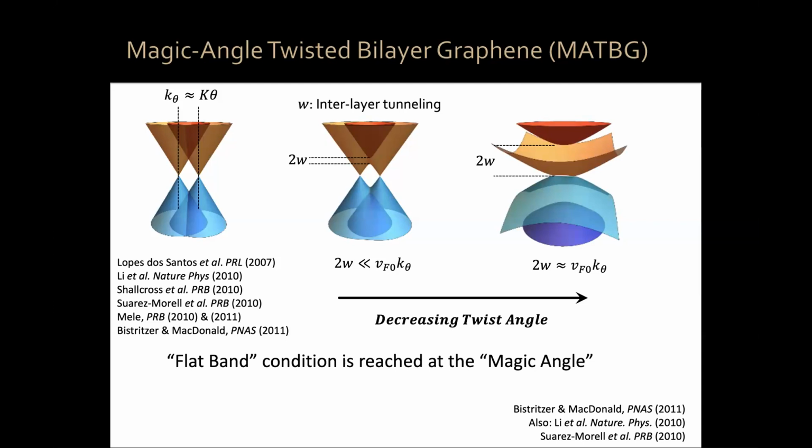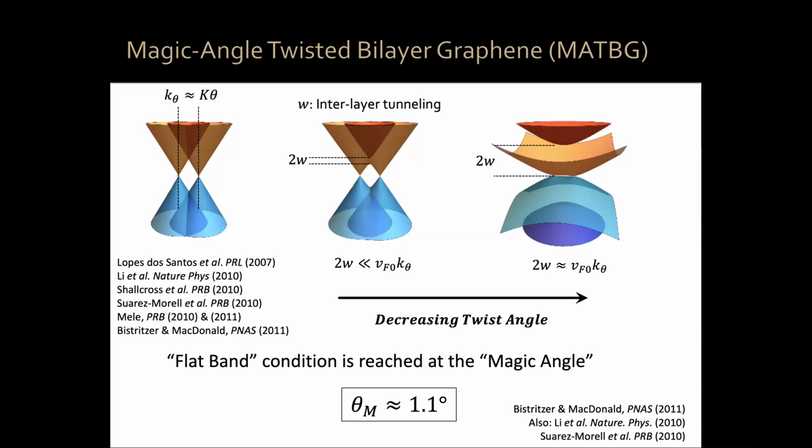It's called, okay, and that flat band condition is reached at an angle which Twister and McDonald coined as the magic angle, which happens to be 1.1 degrees for graphene on top of graphene. This depends on that interlayer tunneling. Different materials, different graphene structures, etc.